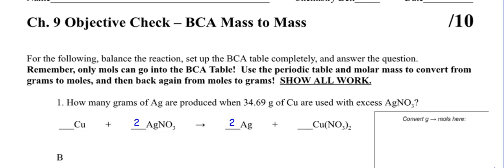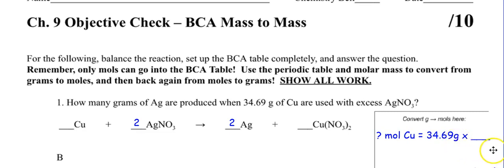I need to fill out the BCA table. So let's read the problem. It says how many grams, periodic table, of silver are produced when 34.69 grams, periodic table, of copper are used with excess silver nitrate. So what goes in here? I just said moles goes in the BCA table, doesn't it? I'm not given moles. I'm given grams, periodic table. So I need to find out how many moles of copper is 34.69 grams.